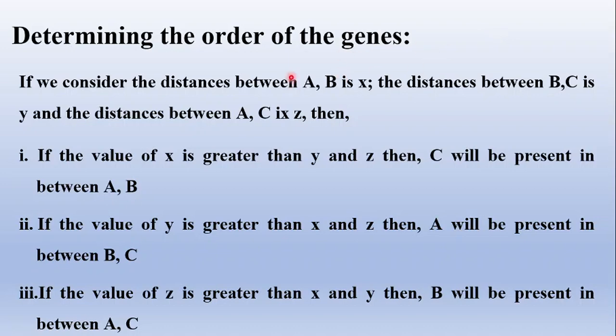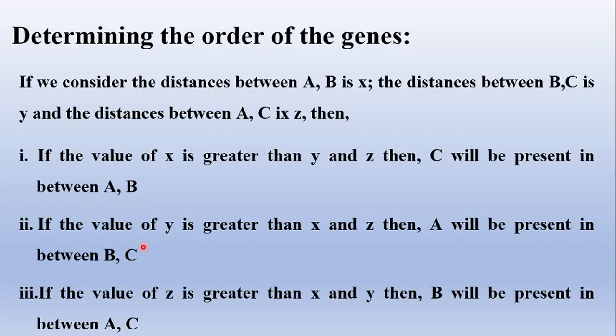So coming to determining the order of genes, we have calculated the distance between the genes. Then coming to the gene order. For example, if we consider the distances between A and B as X and B and C as Y and A and C as Z, then if the value of X is greater than Y and Z, C will be present in between A and B.